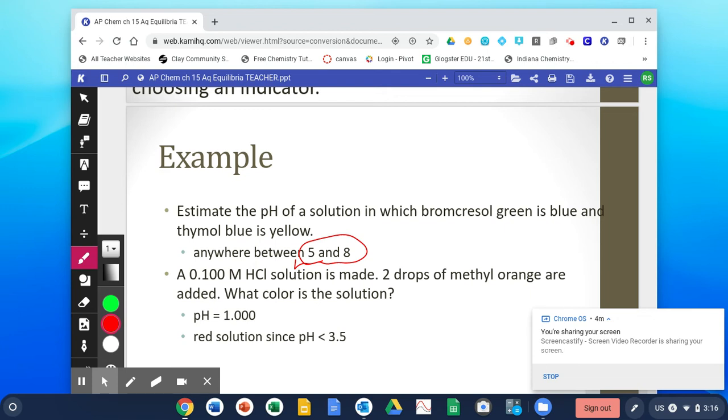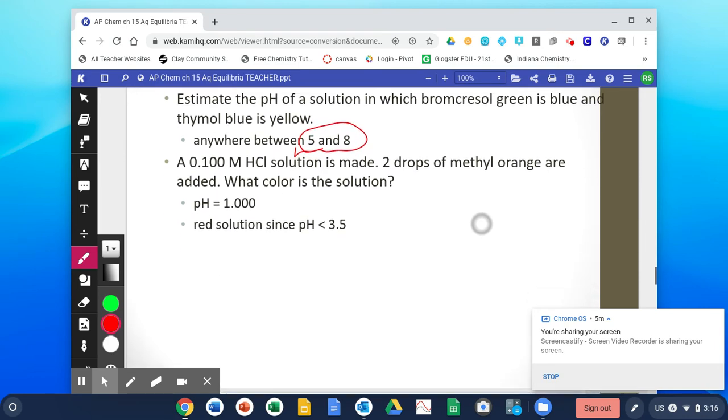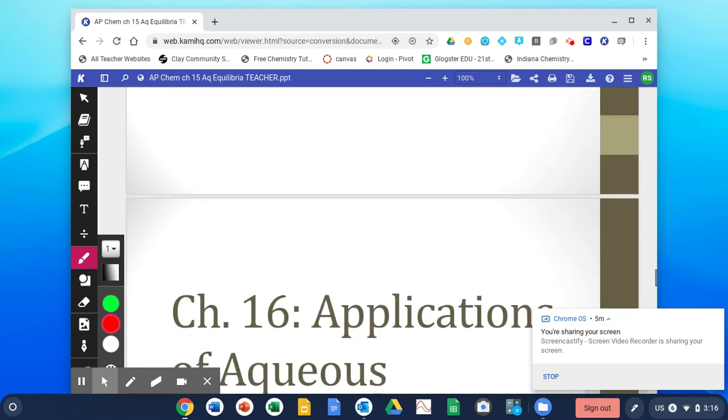And so if you had a 1/10 molar solution made of a strong acid, hydrochloric acid, and you add 2 drops of methyl orange, well, the pH is 1. So if you go to the methyl orange, you can see that it definitely would have a red color since the pH is less than 3.5.